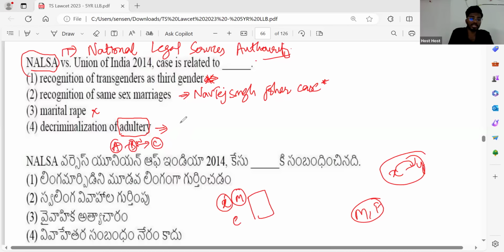But adultery was decriminalized in which case? Joseph Shine versus Union of India. Joseph Shine versus Union of India. So these cases you have to remember.